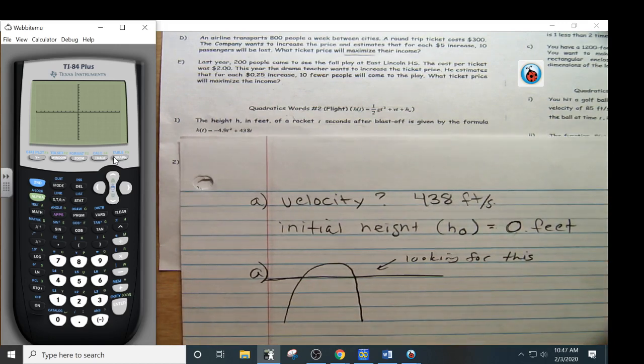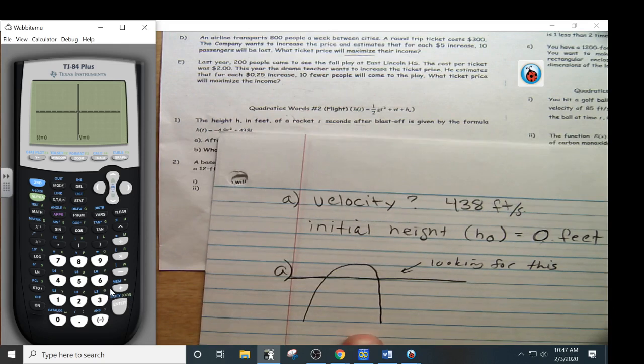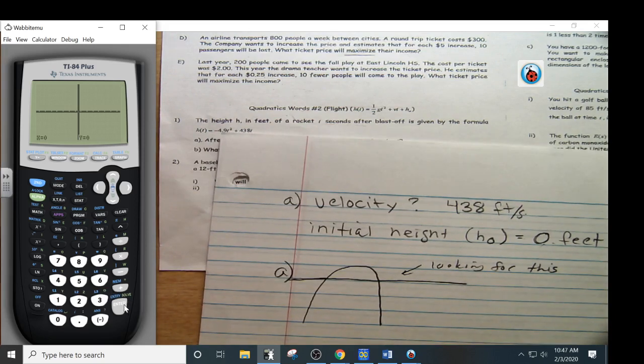All right, looking for this. Now, what we're going to do, guys, you're going to hit zoom 3, enter. All right, now, we do not see this, so we're going to zoom out again by pressing enter. All right, now, we're starting to see some of our parabola. Press enter again.